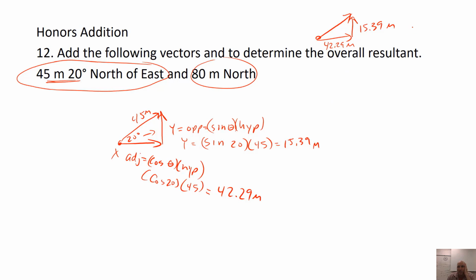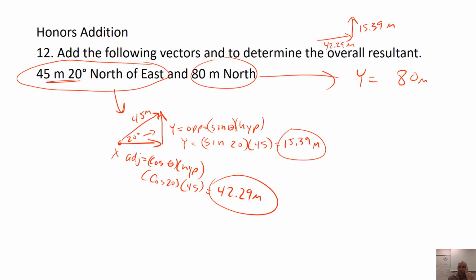So now we have that plus this, and I'm no longer concerned with the 45 meters. I broke this triangle, this 45 meters, into 42.29 to the right or east and 15.39 meters north. And then I'm going to add that to this one. This right here is going to be a single y value, a value of 80 meters, and I'm going to say north is positive 80 meters.